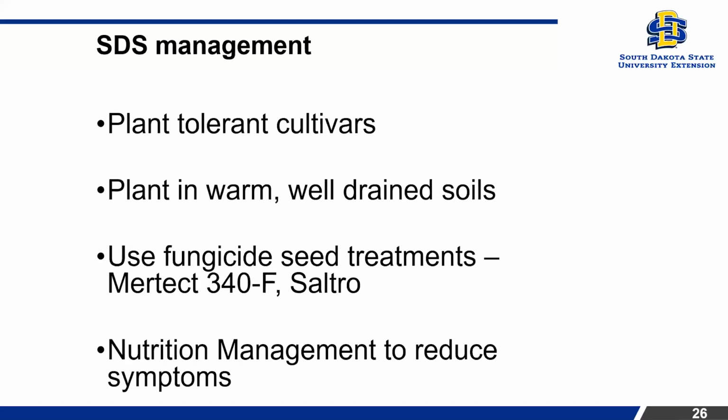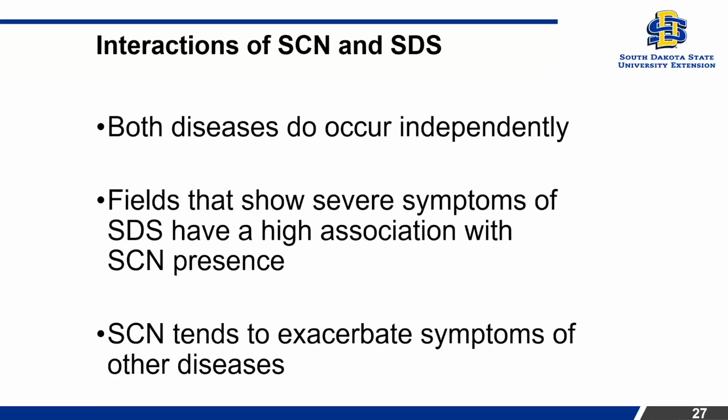If SDS has been confirmed to be a problem in your field, there are some tolerant cultivars that can be utilized. Again, planting in warmer and well-drained soils will help reduce the likelihood of that fungus infecting the plant. There are some fungicide seed treatments available. Saltro and Martech 340F are listed on here, but there are some others that are available, and you can find those in the IPM guides. It's also recommended that you try to keep the soil nutrients as balanced as possible to reduce symptom development.